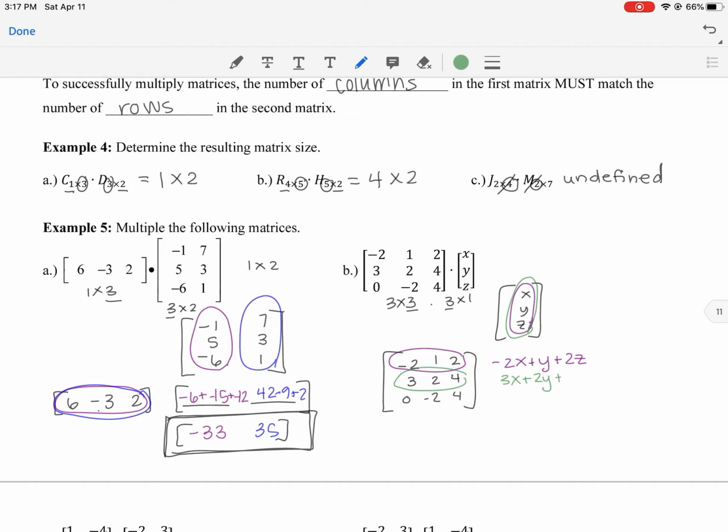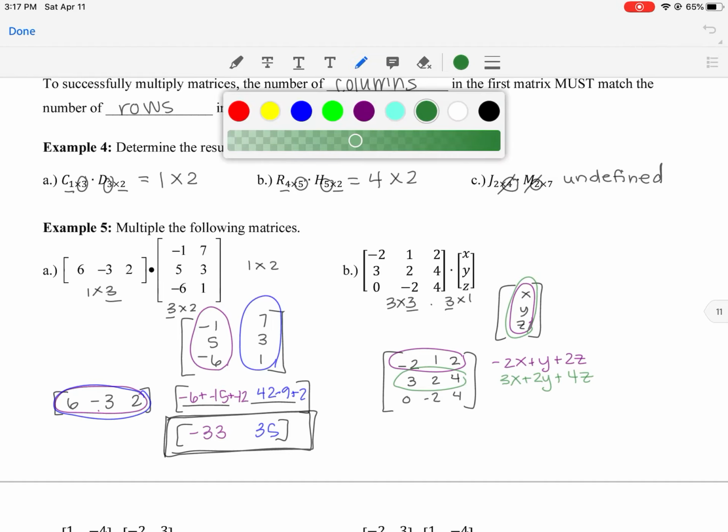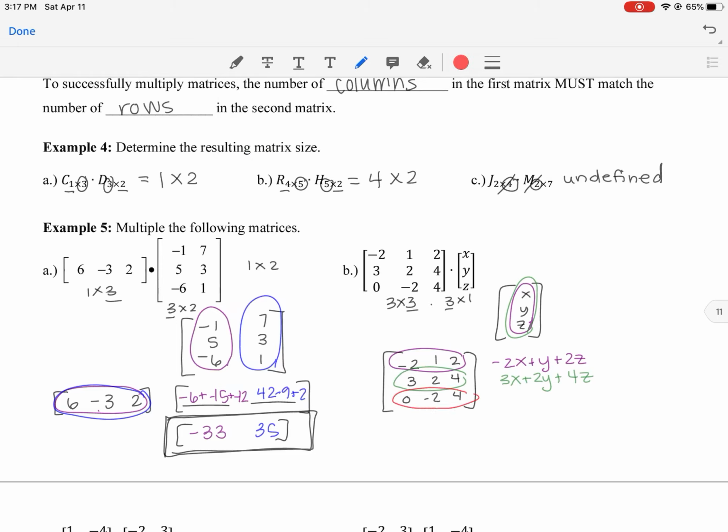Okay, now we go to the second row. Second row, and then the first column. 3 times x is 3x. 2 times y is plus 2y. 4 times z is plus 4z.